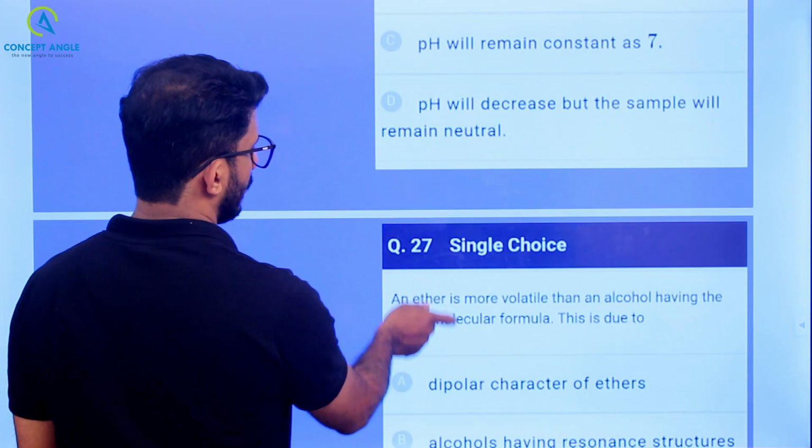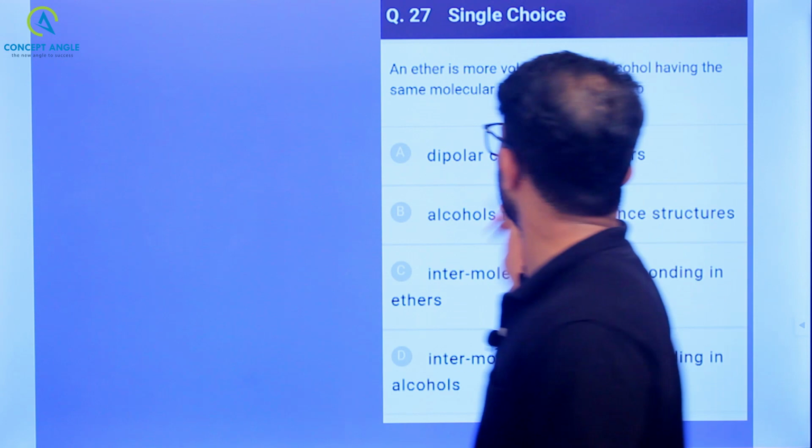And move to the next question, question number 27. An ether is more volatile than alcohol. Actually ether is an alcohol derivative.